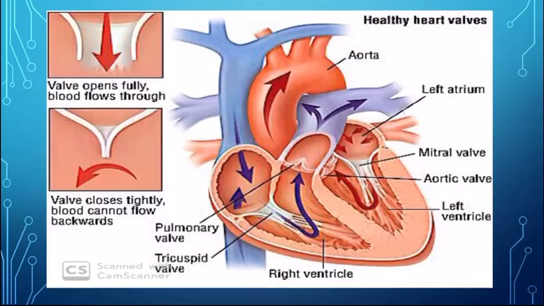You can see here also, valves open fully and blood flows through, while when the valve closes tightly, the blood cannot flow backward. So the main purpose of the valves is to let the blood flow properly and prevent it from backflowing.